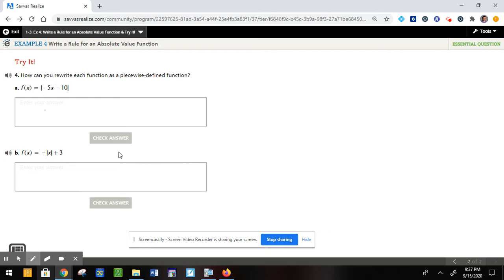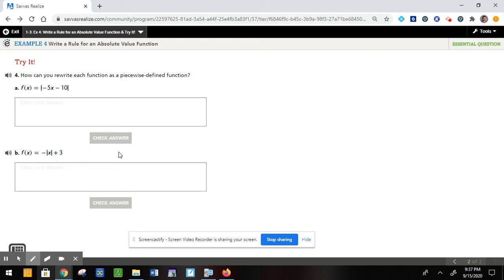The first thing that jumps out to me is the fact that you've got the negative inside there. Don't let that confuse you. When you see a negative in an equation, sometimes you automatically think, well, that's what's going to flip it. That's what's going to make it reflect over the x-axis. But when it's inside absolute value bars, it's not. A negative on the outside of the absolute value bars is what would make it reflect over the x-axis. So that's not happening here.